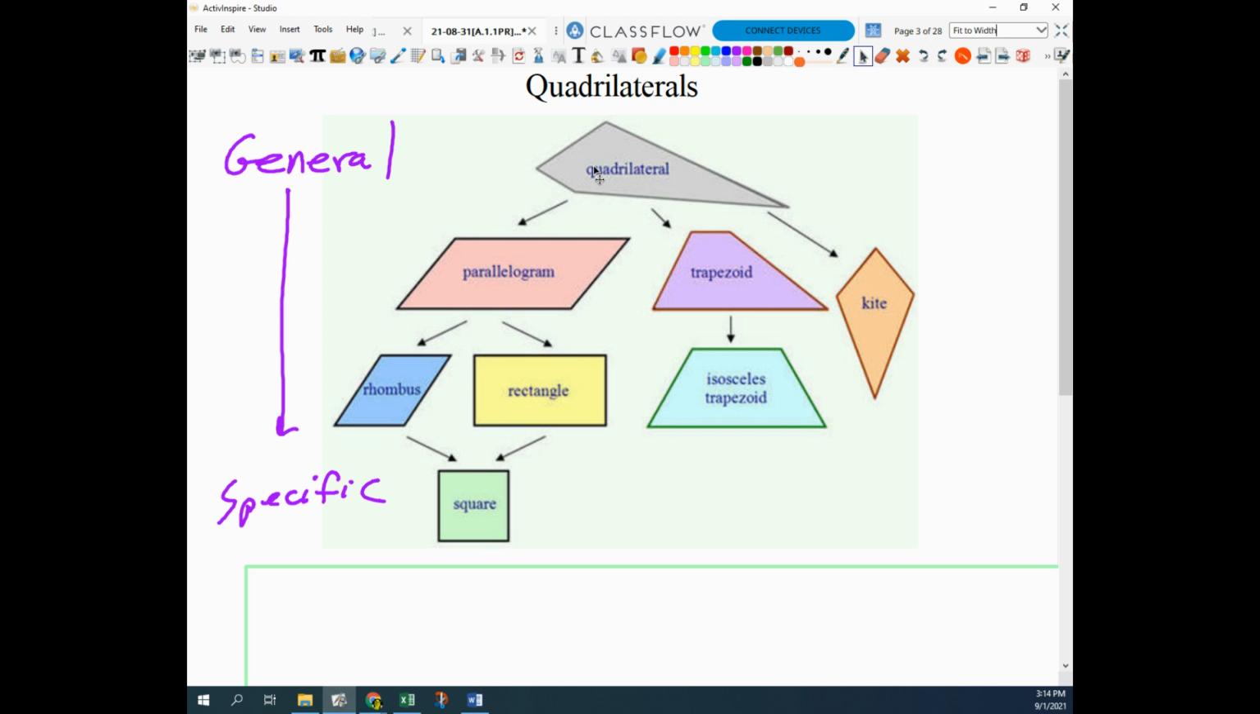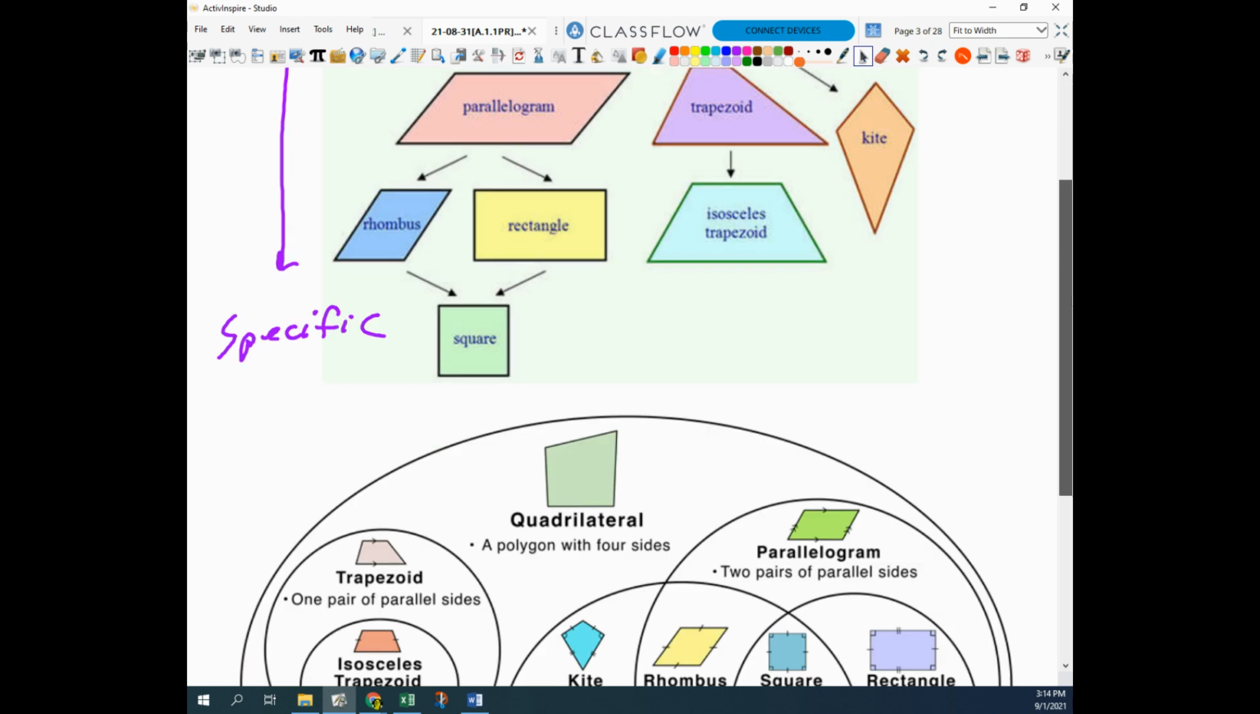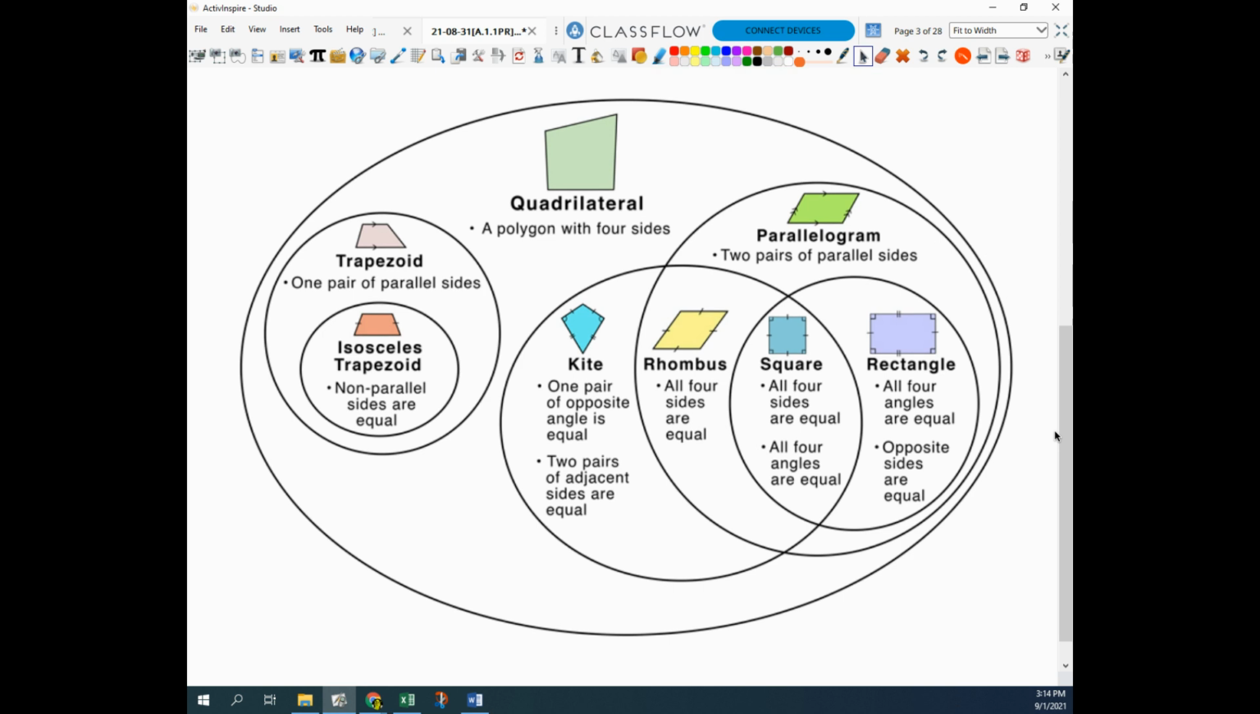Let's look at it with a slightly different approach. Let's look at this with what's called a Venn diagram. So this is a Venn diagram. You guys have seen stuff like this, right? Okay. What does this mean? So we've got the set of all quadrilaterals.